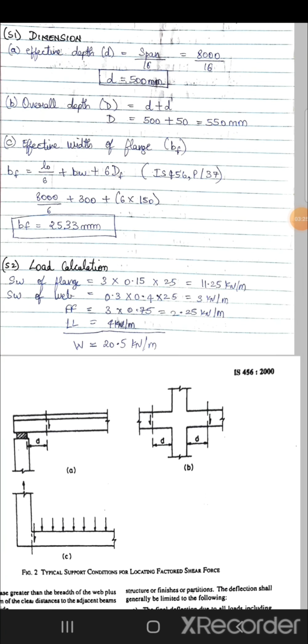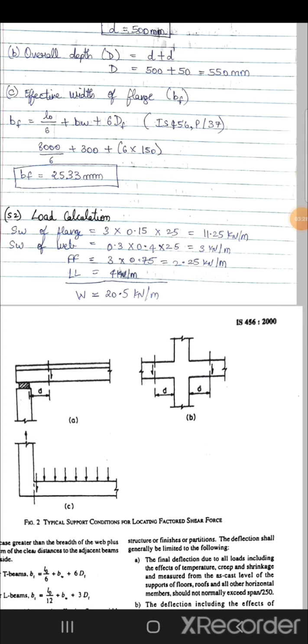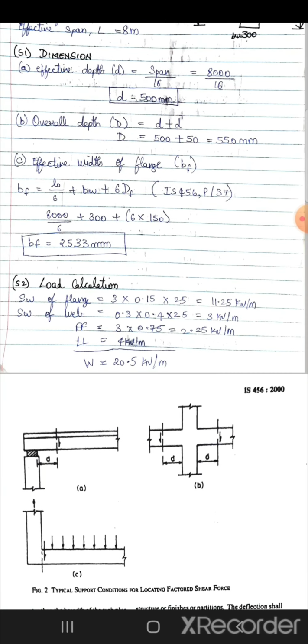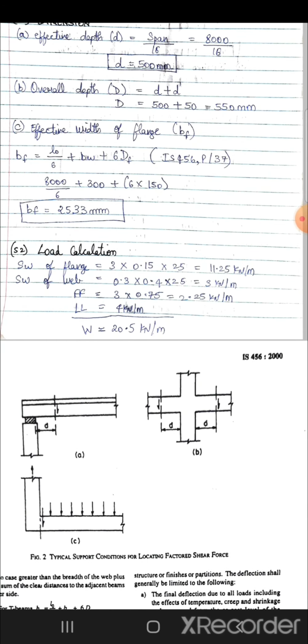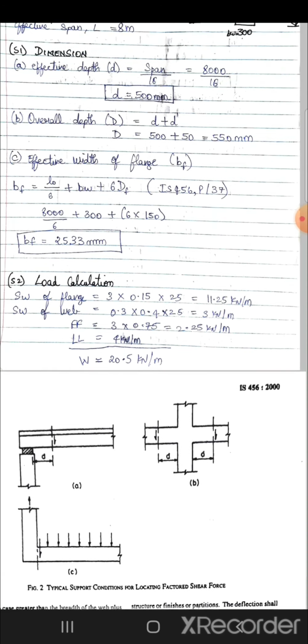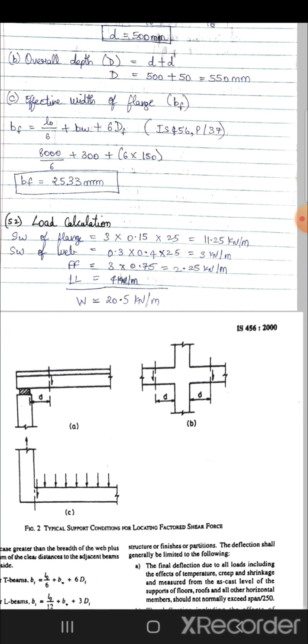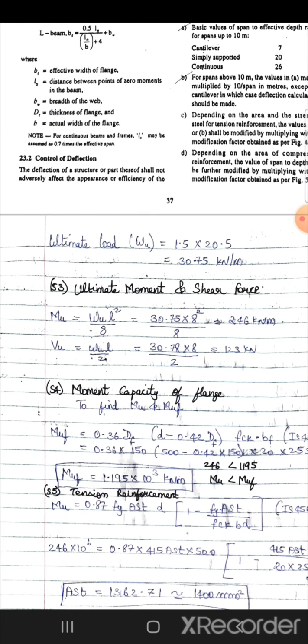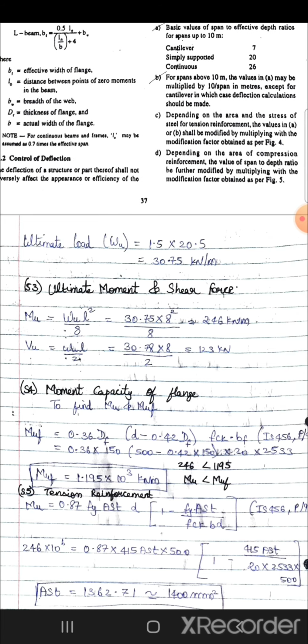Next is floor finish calculation. 3 into 0.75. 0.75 is being assumed. We must take less than 1 kilonewton per meter as floor finish, so I have taken 0.75. Answer is 2.25 kilonewton per meter. Live load is given in the question. Totaling it, we get load answer 20.5 kilonewton per meter. Next, we must calculate ultimate load. Ultimate load formula is 1.5 into load. So the answer is 30.75 kilonewton per meter.